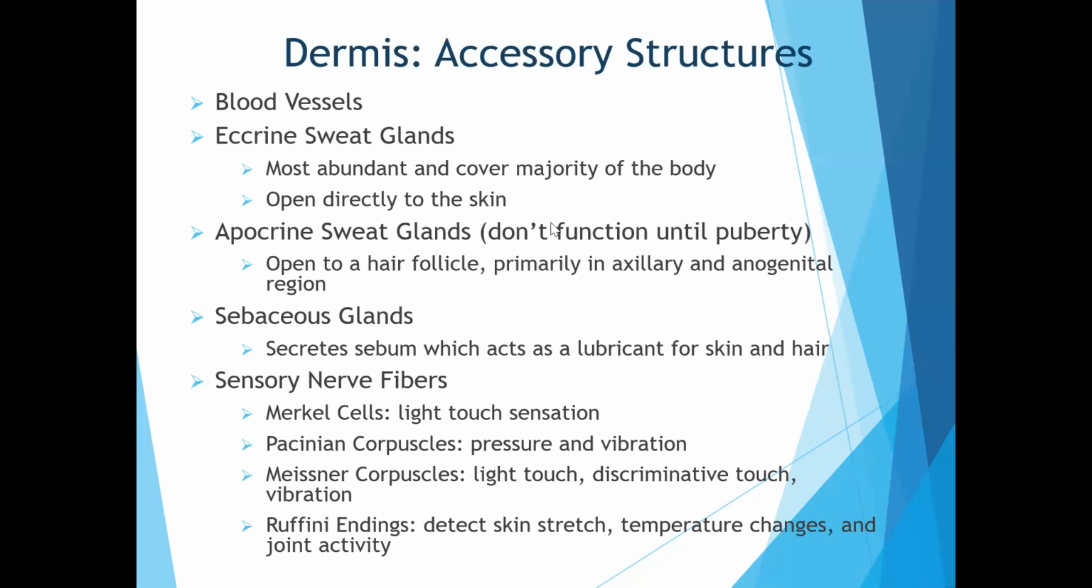So the big difference is eccrine are way more abundant. That's our normal sweat glands, and they open directly to the skin. The apocrine open to a hair follicle, which then can release it towards the surface. You then have your sebaceous glands. So that secretes sebum, and that's a lubricant for our skin and hair.